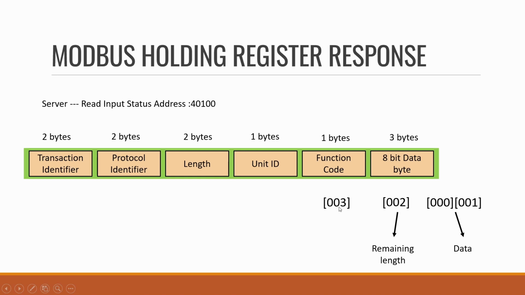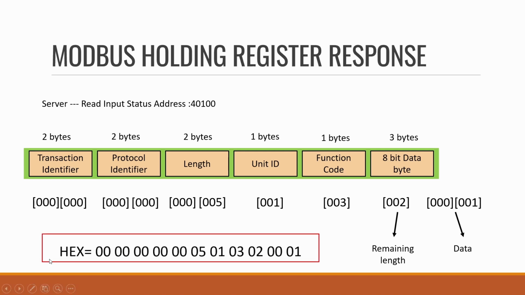Function code is 3. The function code is 3 for holding register. Unit ID is 1. The length is 5. 3 plus 1 plus 1 is 5. And then you have the protocol identifier 00, the transaction identifier 00. So what is the hexadecimal equivalent? Here is the hexadecimal equivalent.